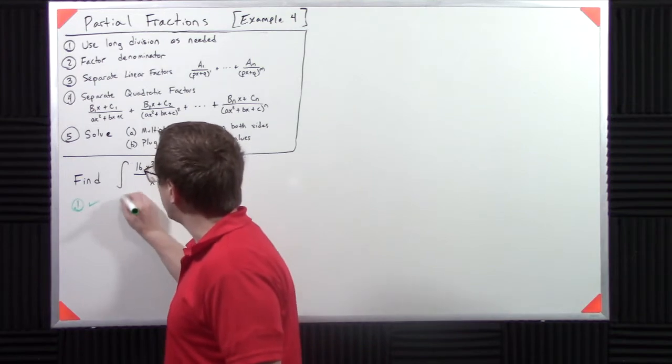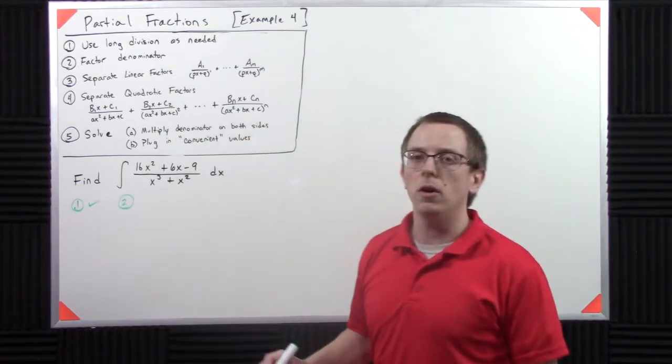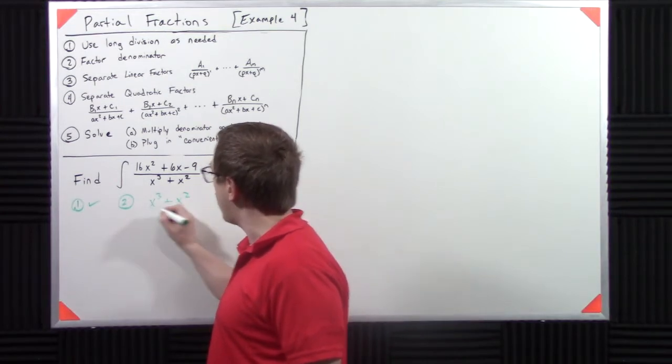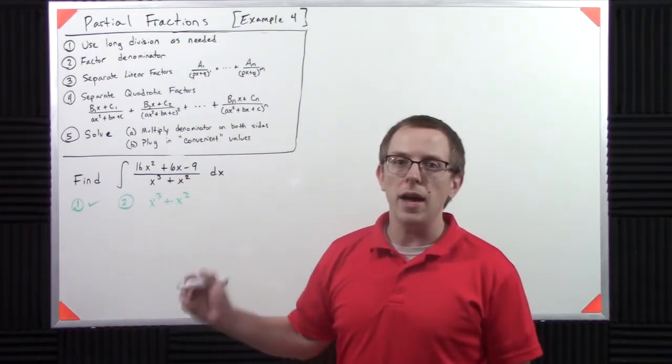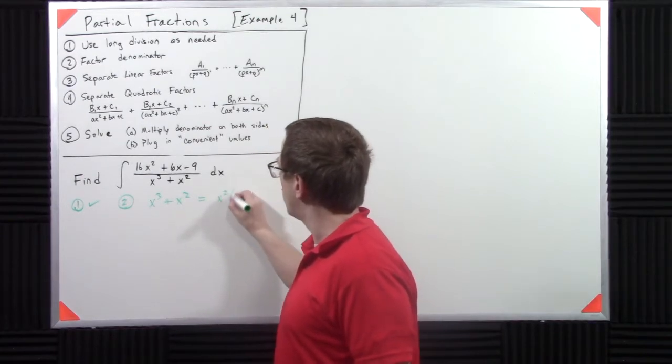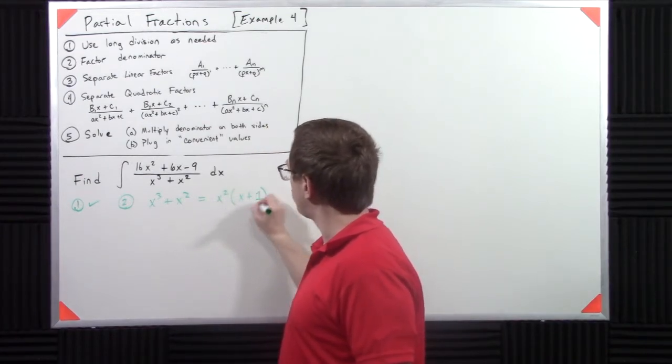The second thing I need to do is factor the denominator. So I have x cubed plus x squared. What does this have in common? Well, it has an x squared in common. So x squared times x plus 1.